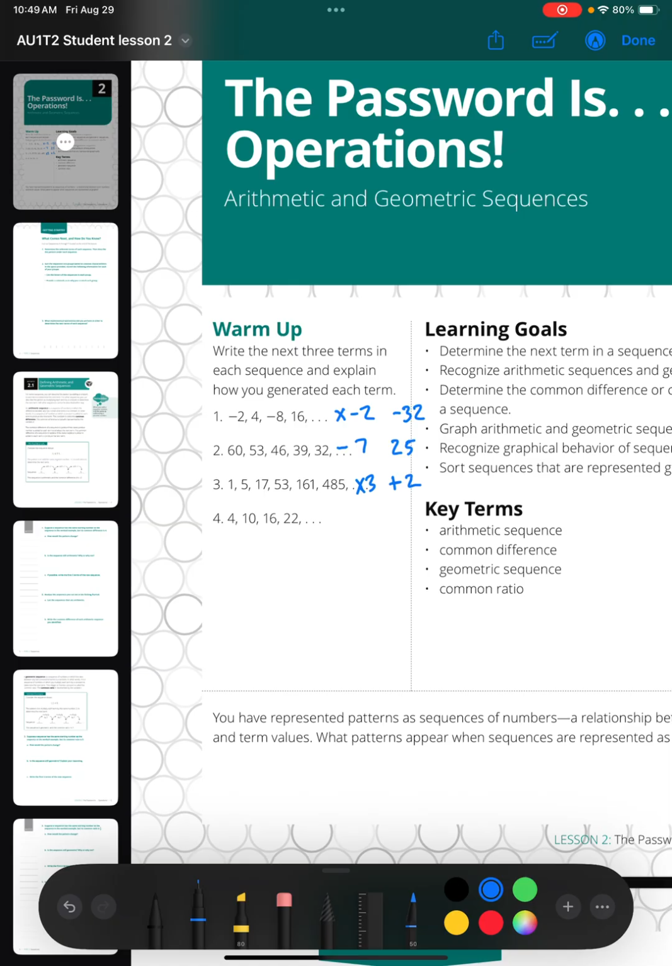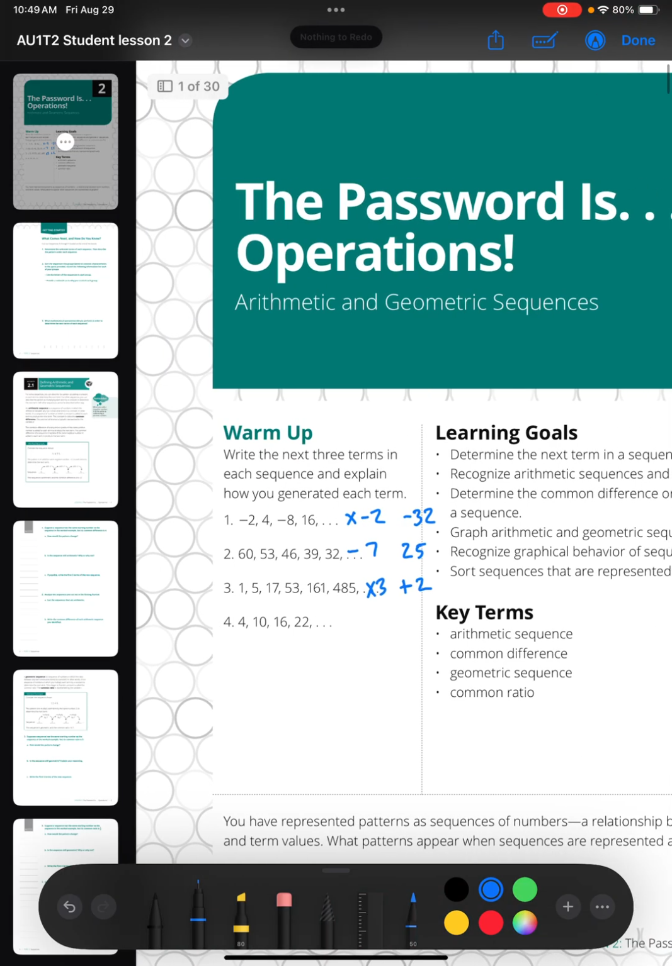So we'd get a rather large number if we went one more row. 485 times 3 plus 2, and our next number in that series would be 1,457.